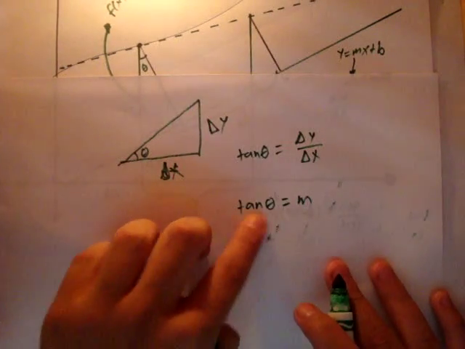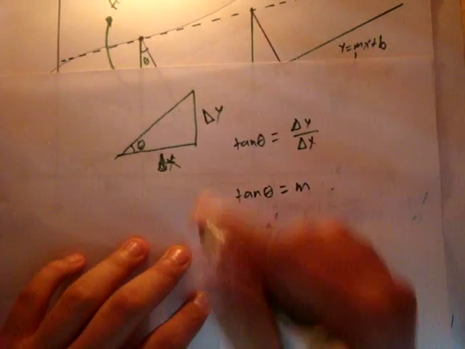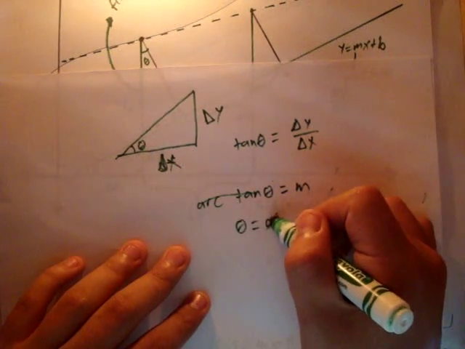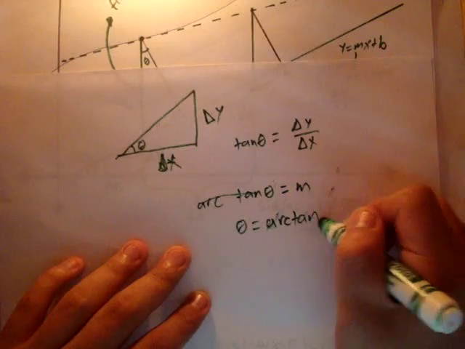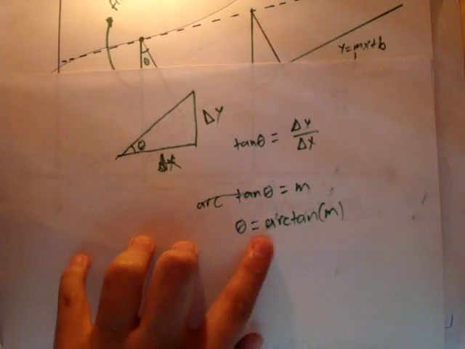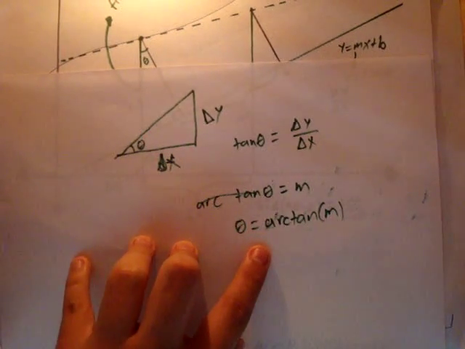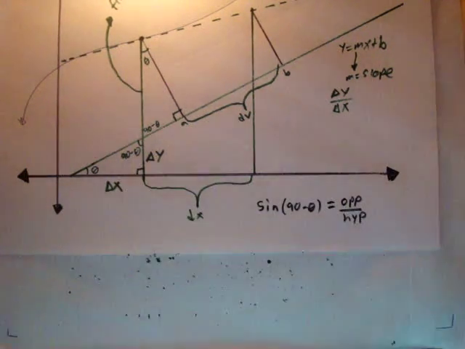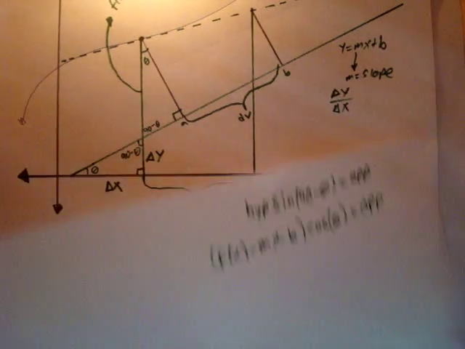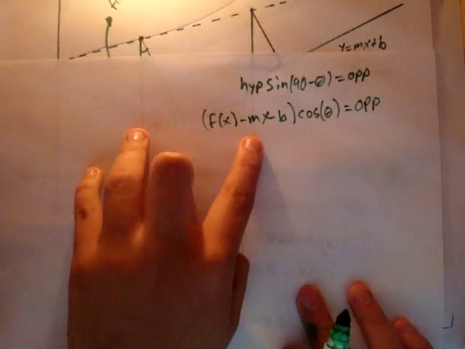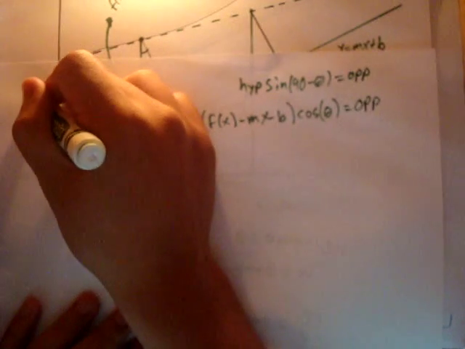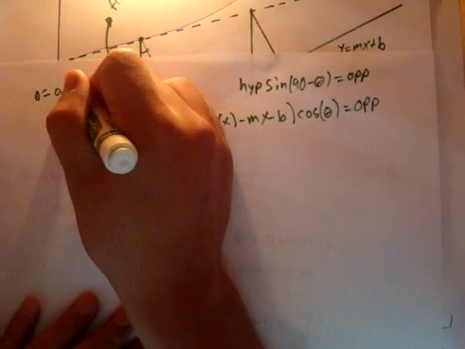Now, how do we get rid of this tan theta? We just want to isolate the theta. Just take the arctan of both sides. That's theta equals arctan of m. So simply, theta is the arctan of m. Okay, now we can simplify our previous work that we had. We were right here. F of x minus mx minus b times cosine theta. Well, theta, as we know, theta equals arctan of m.